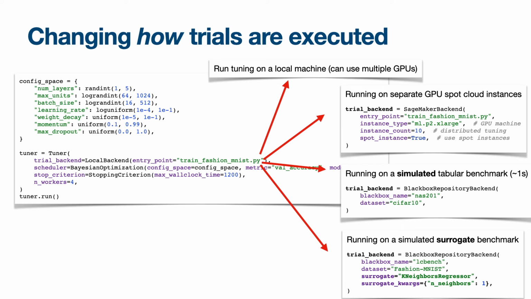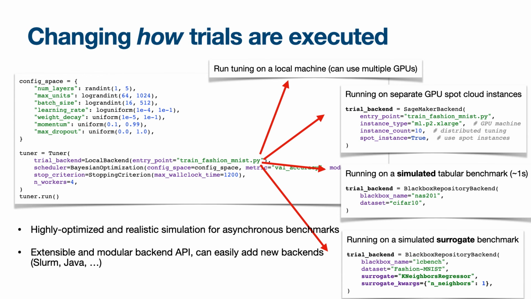This also supports surrogate benchmarks, not just tabular benchmarks, where you can just decide on the fly which surrogate you want to put on top of your evaluation. In addition, the simulations are highly optimized and realistic, and we have a flexible API for backends where you can easily add new backends such as Slurm or Java.